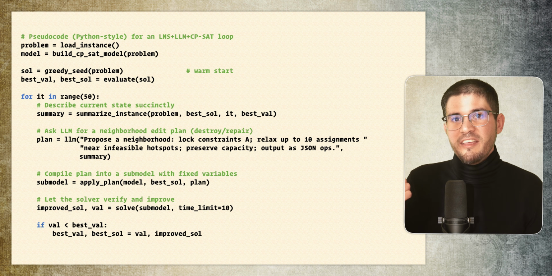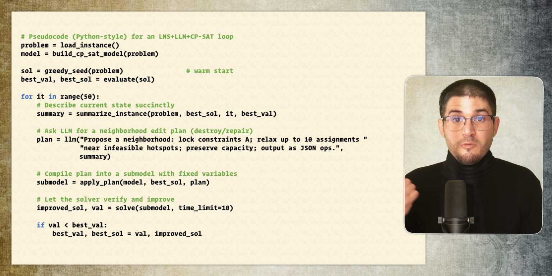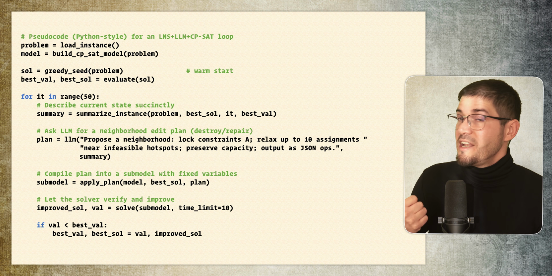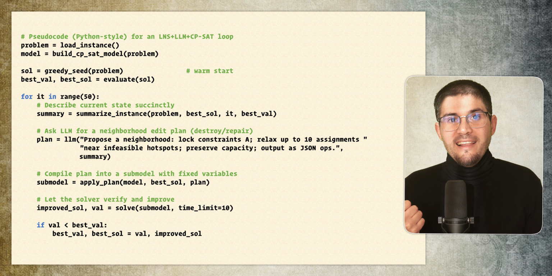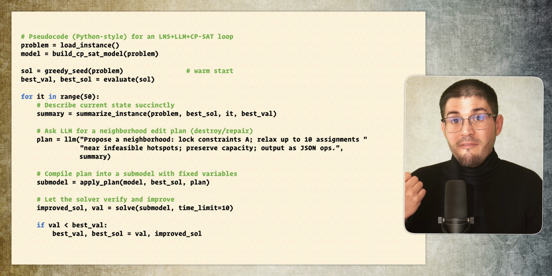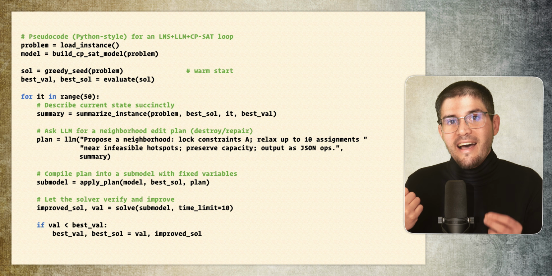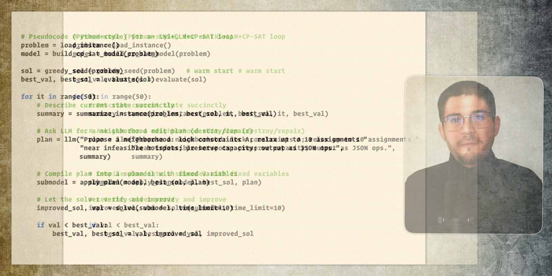This pseudocode over here can give you a good idea of how this works. Here you can ask the LLM to describe each state, propose a new plan, compile the plan into a submodel with fixed variables, and then let the solver verify and improve the current solution.